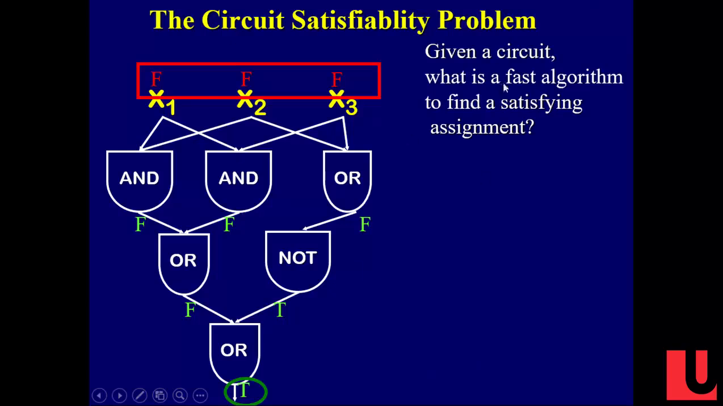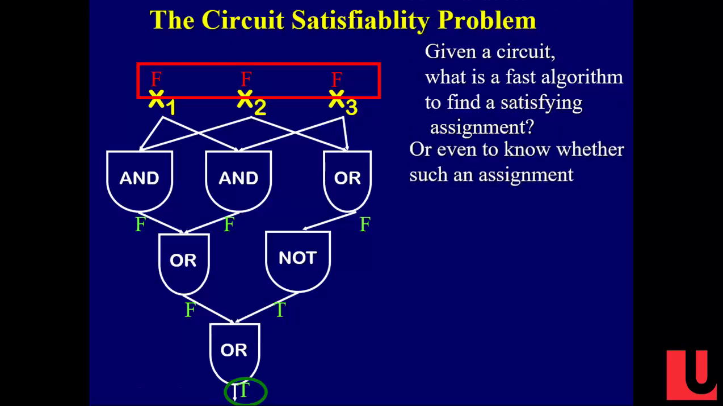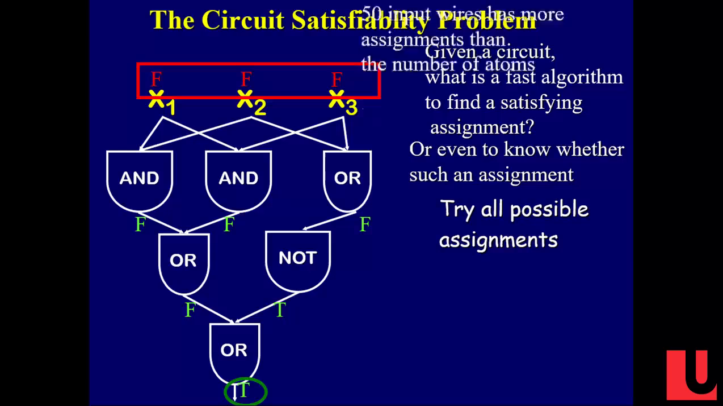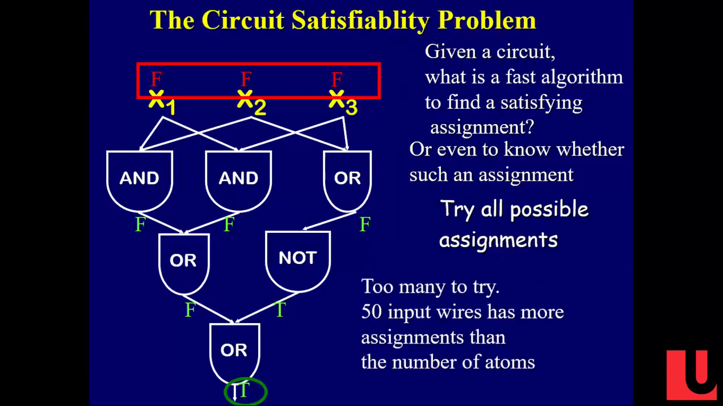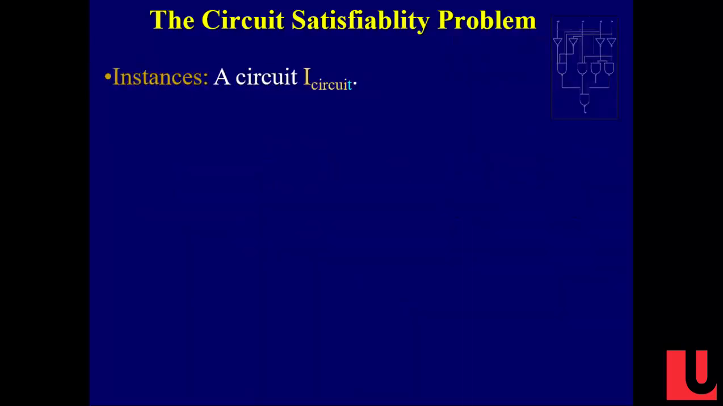Given a circuit, can you find a satisfying assignment, or even know whether it exists? You could try all assignments, but there are too many of them. Is there a faster algorithm? We don't think so.